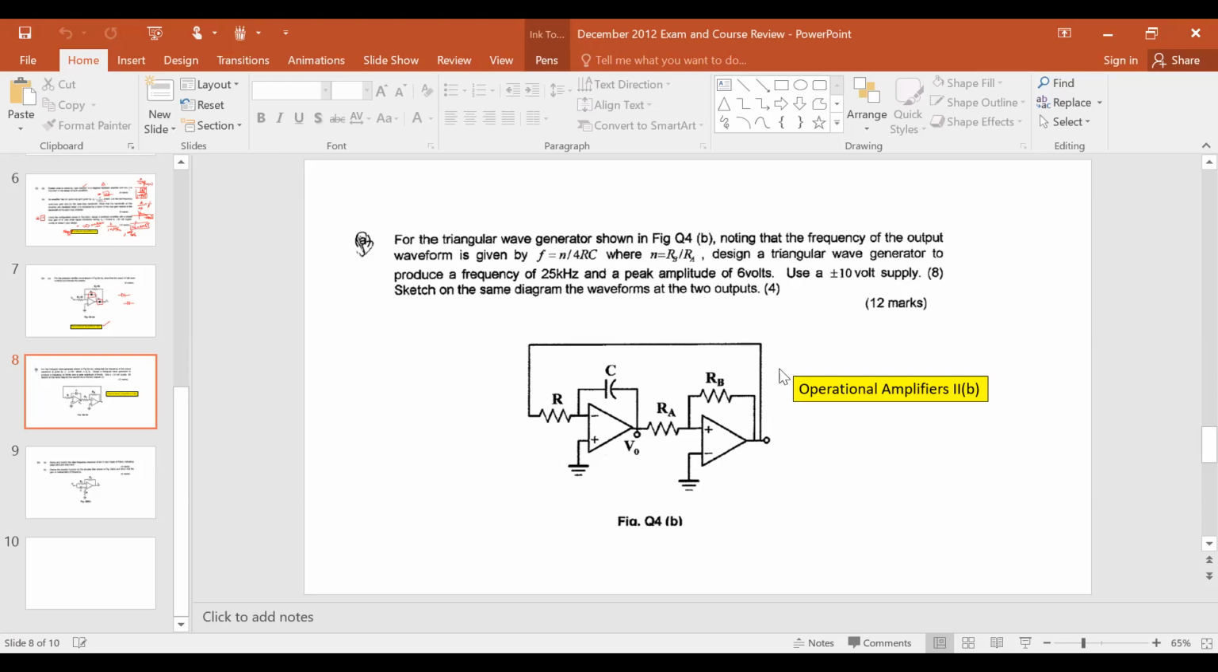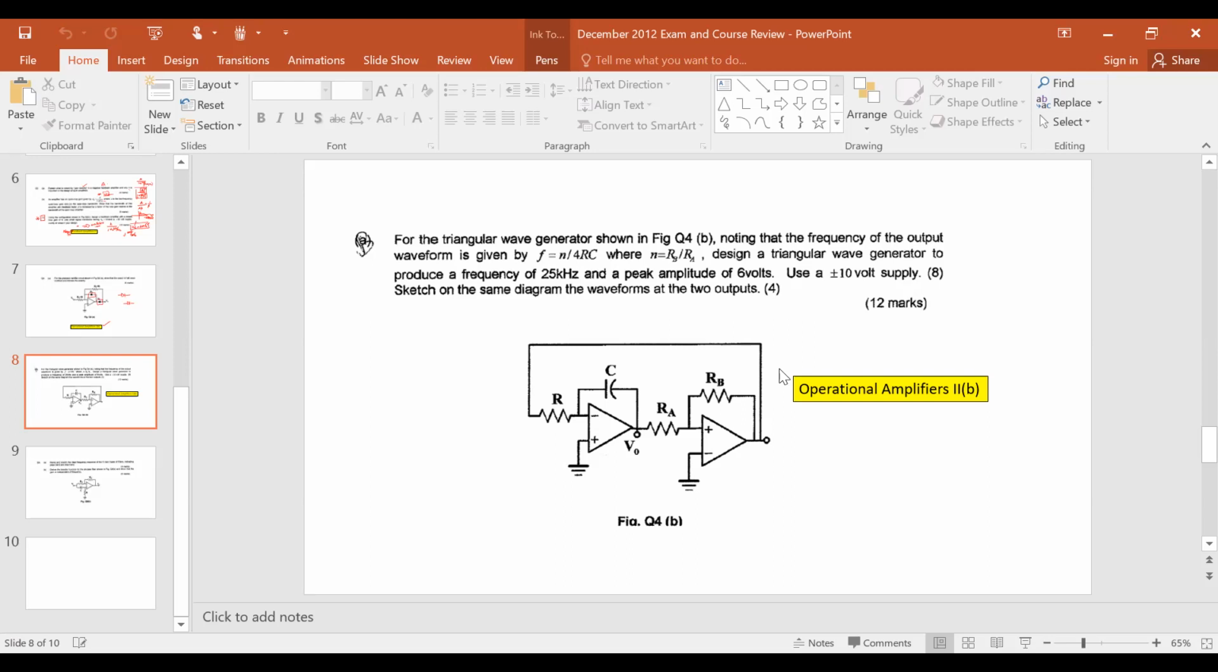And then from that, you calculate N, and N is simply 10 divided by 6, which is 1.67. Then you remember RA and RB are related by N. So if you pick RA to be some value, then RB is N times RA. So if you pick RA to be 100K, RB will be 1.67 times that.